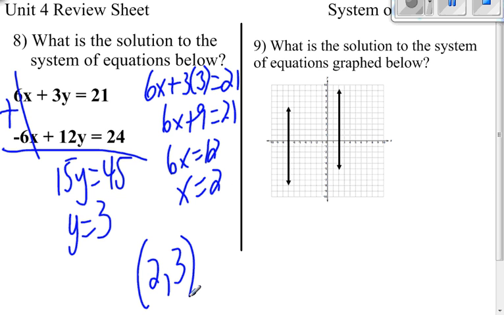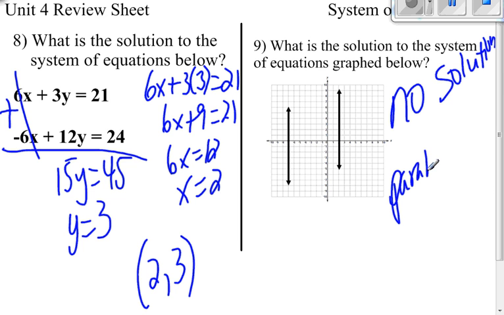What is the solution to the system of equations graphed below? No solution. They do not intersect because they are parallel, but there is no solution. Parallel lines will never intersect. No solution. The only time there's no solution, this was a mistake people were making in class, the only time there's no solution is when they're parallel.